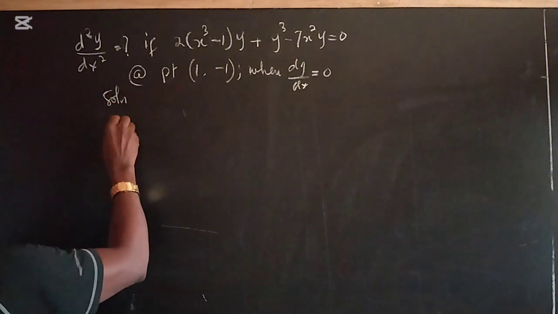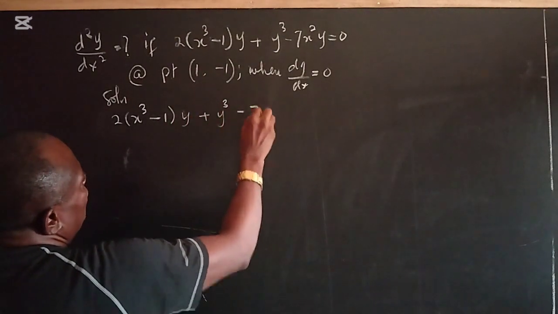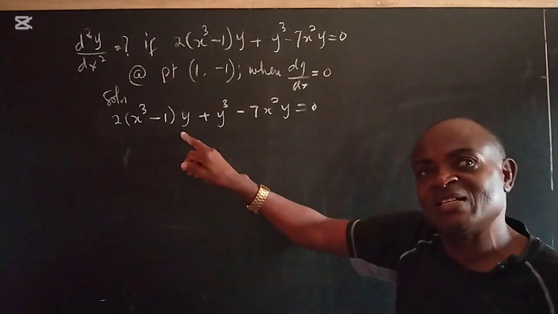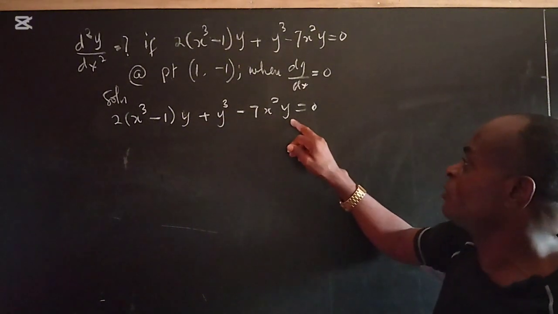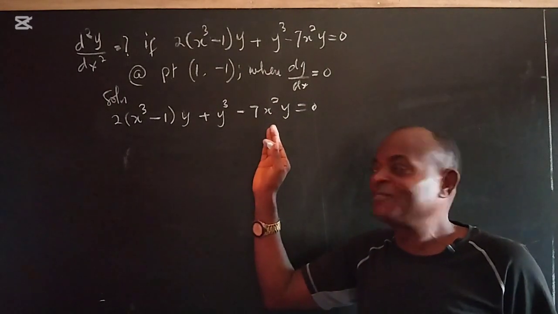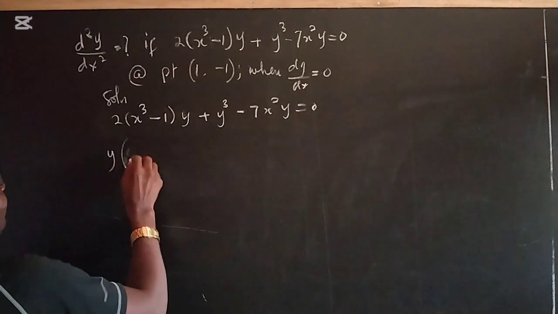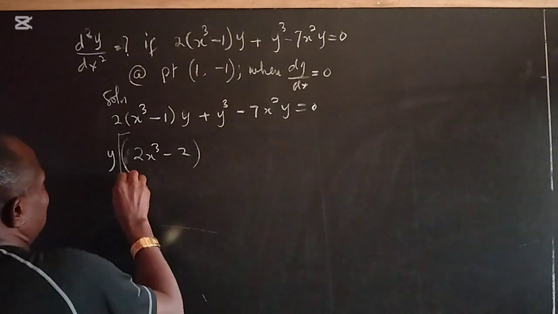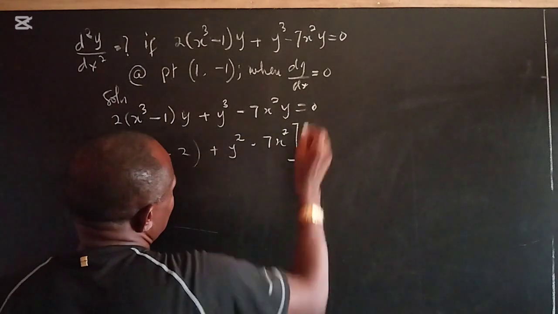So our solution: we have 2(x cubed minus 1)y plus y cubed minus 7x squared y equals 0. Now, look at the question very well. This term contains y, and this also contains y, there are 3 y's here, so y cubed. Then the last term also contains y. So to make it a simpler equation for us, we could factorize y out. So y, bring y out, and then we have, open the bracket, 2x cubed minus 2, plus y squared minus 7x squared, and the result is equal to 0.